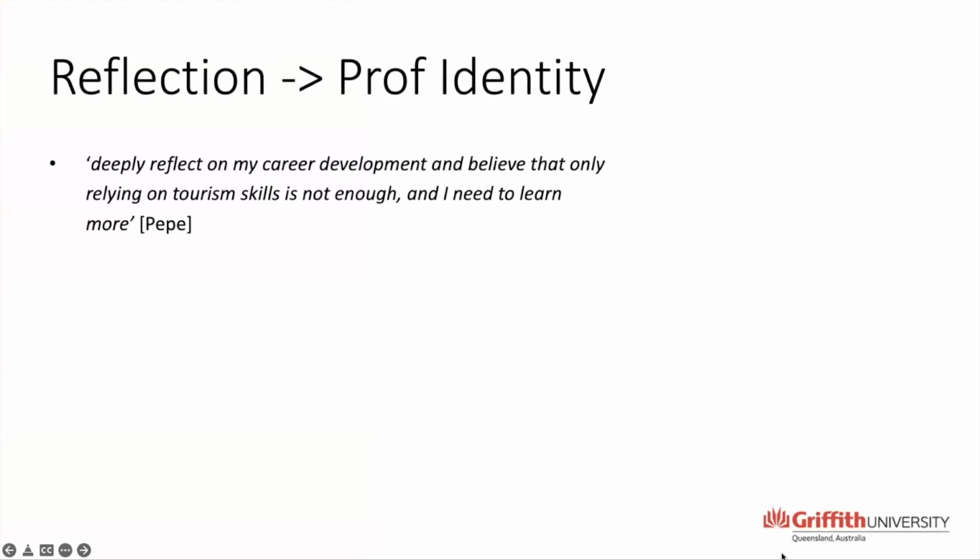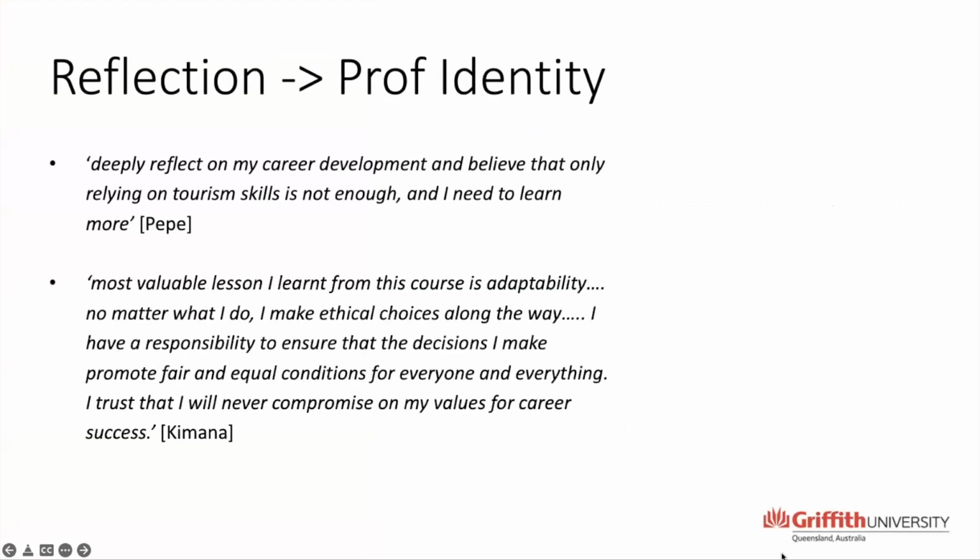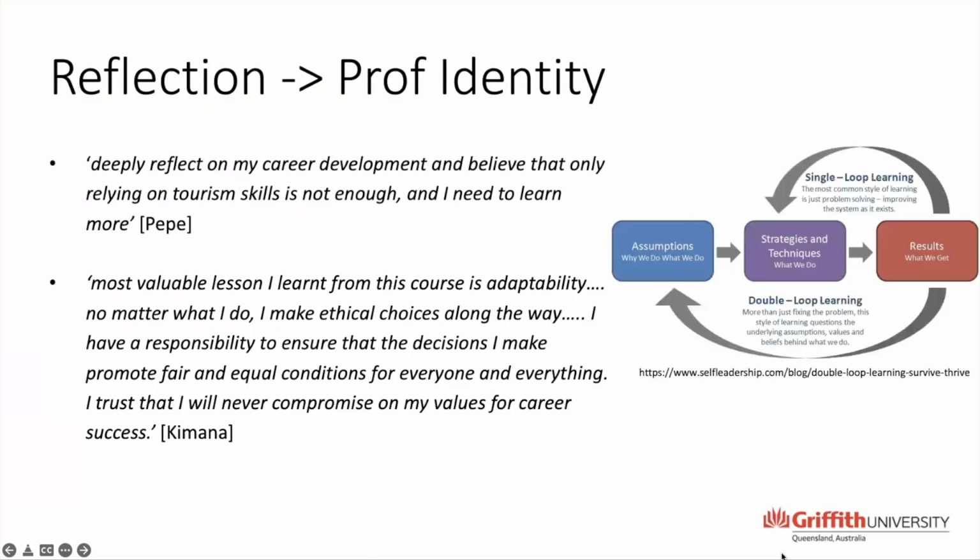So this person actually reached out after the course finished for references to do his master's in graphic design or something like that. And then students like this took away from the course that they were committed to making ethical choices along the way, regardless of what industry he ended up in. The concept of double loop learning actually facilitated a lot of this and was a key part of the syllabus, getting them to critically question the assumptions, why they do what they do, or why the tourism system does what it does.